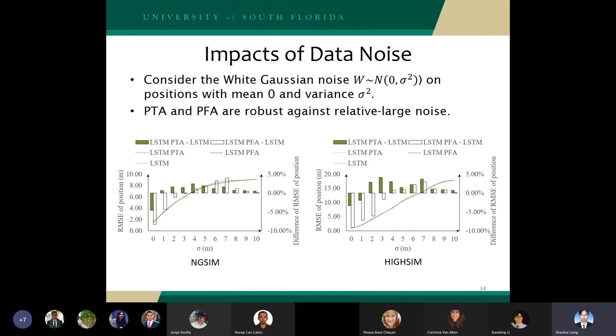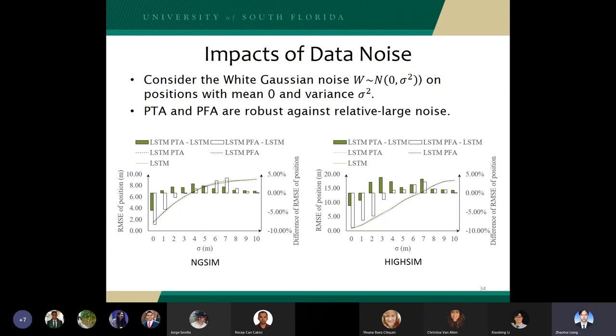Then we inspected the impacts of data noise. Here we consider white Gaussian noise on positions with mean zero and variance sigma square. In these figures, the curves denote the position MSEs of the different models, and the bars denote the differences between PTA or PFA and the LSTM-based model. We found that PTA and PFA are robust against relatively large noise. This is because PTA and PFA can extract the trend of the data, and that trend is not that much affected by the data noise.